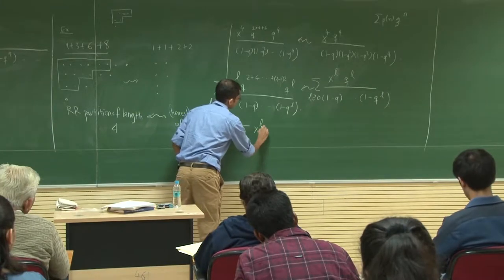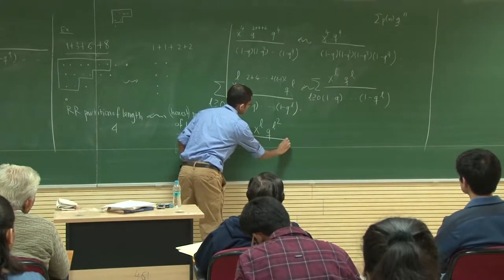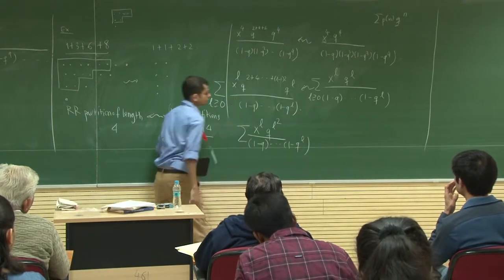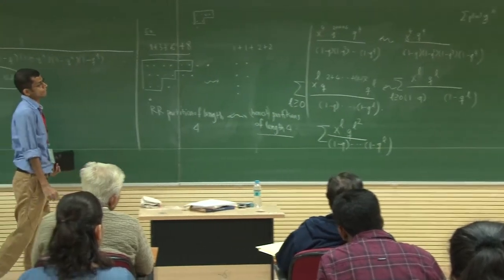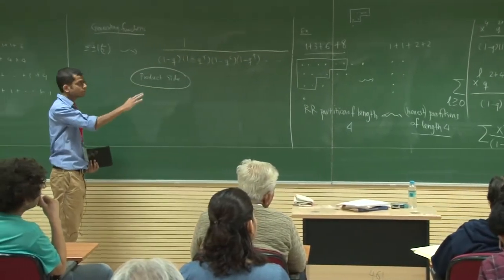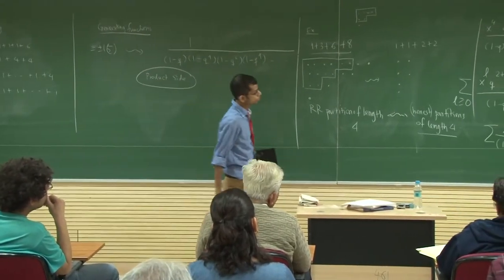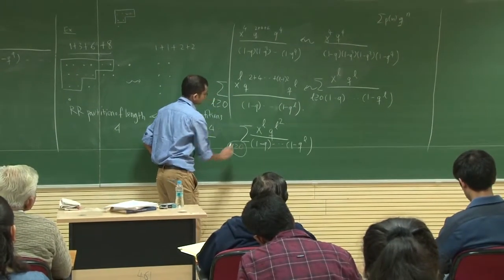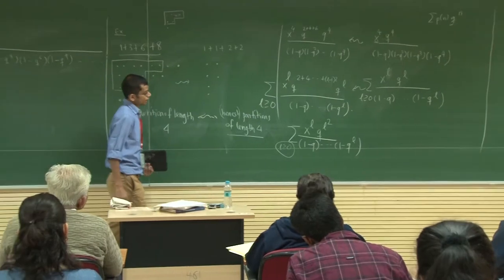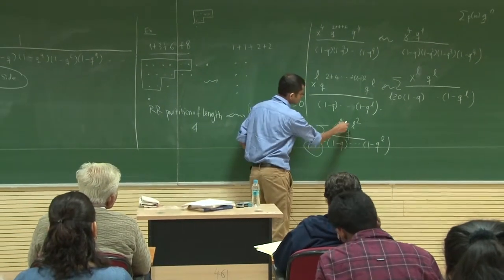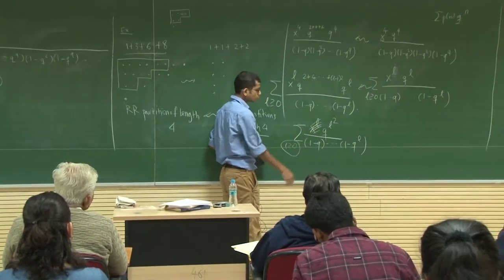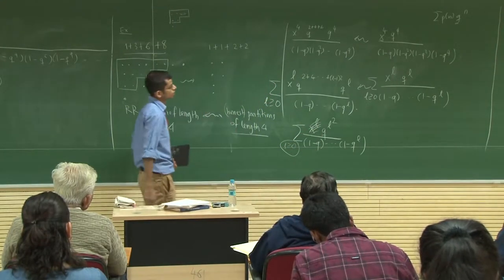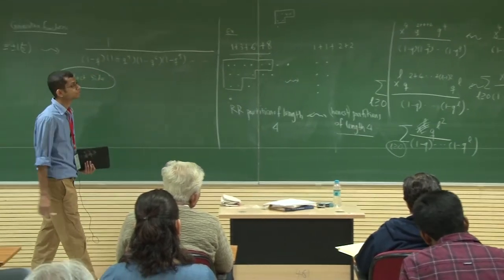And you will get this. This is the generating function for the left-hand side. I'm leaving many details, but you can figure it out on your own. And now we don't care about how many parts there are. So we just set x equal to 1. And this is the generating function for the difference conditions. Okay.